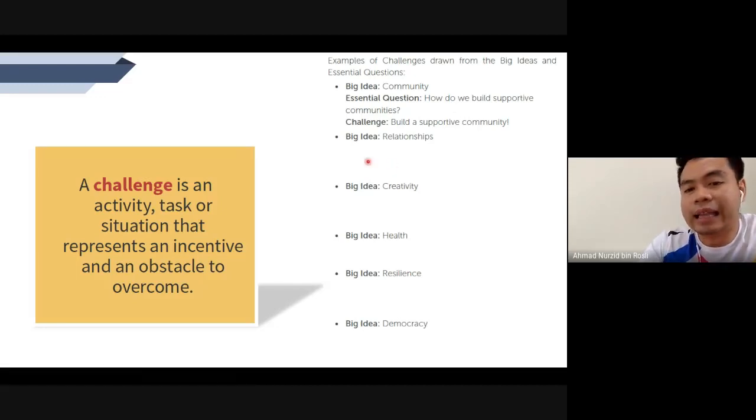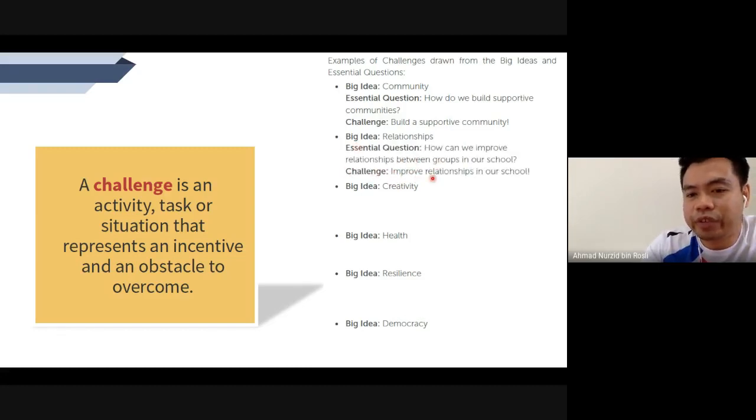All right. And then how about the big idea on relationship? Okay. The challenge is improve relationships in our school. Right? Do you see any similarity between build supportive community and improve relationships in our school? I'll give you one particular example. How about the 3 meters away campaign, which requires smokers to smoke 3 meters away from the eateries, for example. What is that actually for? It's basically to help people avoid being second-hand smokers, which affects the second-hand smoker. So it's related to health, as just now.